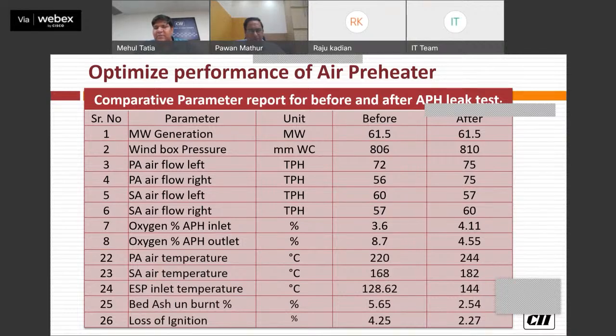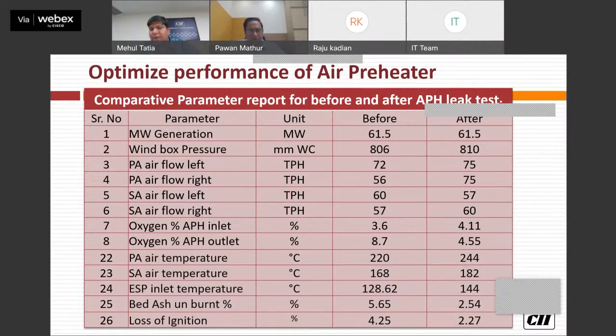I'll not go into all the numbers, but I'll definitely give you a few numbers. For example, if you see the earlier difference between the inlet and outlet oxygen, the points number 7 and 8 were 3.6 and 8.7, which was later equalized to 4.1 and 4.55. Almost no difference between inlet and outlet oxygen.